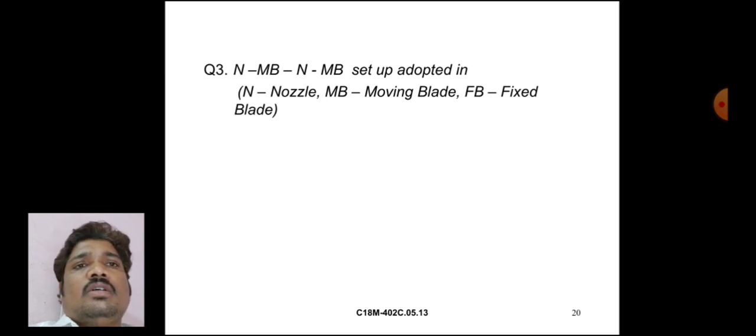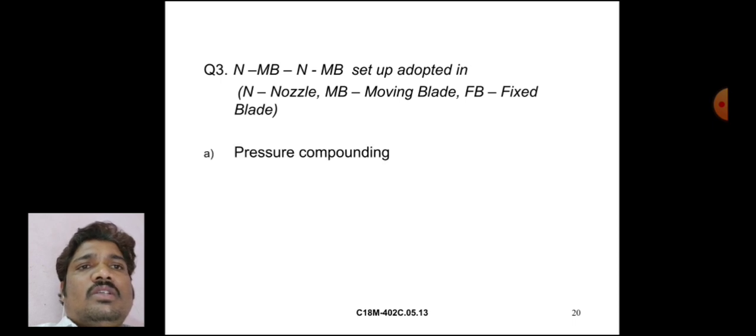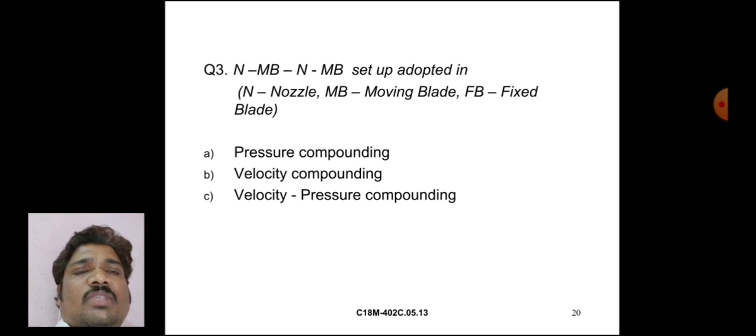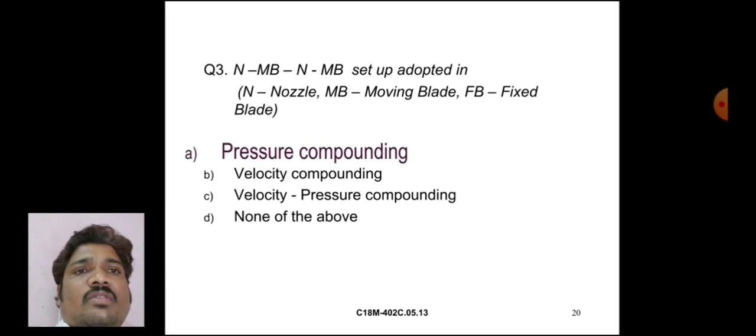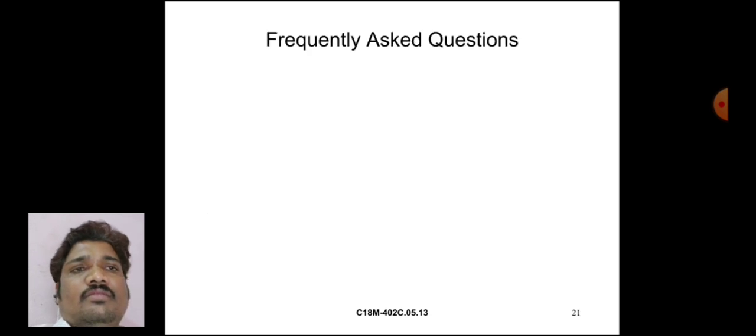Third quiz: the nozzle, moving blade setup is adopted in which: fixed blade, pressure compounding, velocity compounding, velocity pressure compounding, or none of the above. The answer is pressure compounding. This setup is used in pressure compounding.